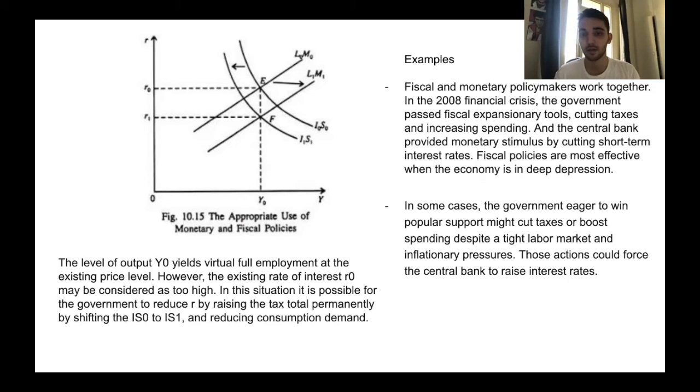Another example of policy mix is when a government is eager to win popular support, it might cut taxes or boost spending despite a tight labor market and inflationary pressures. Those actions could force the central bank to raise interest rates.